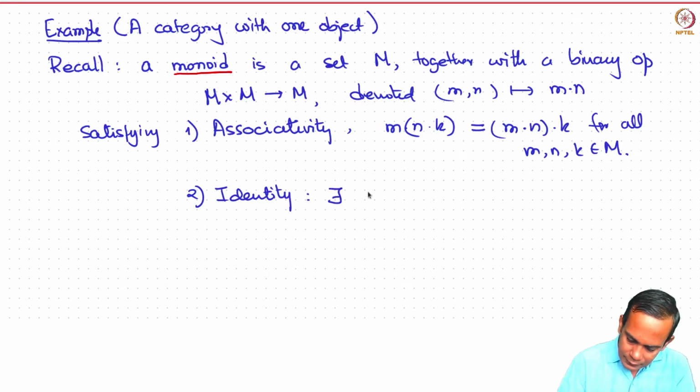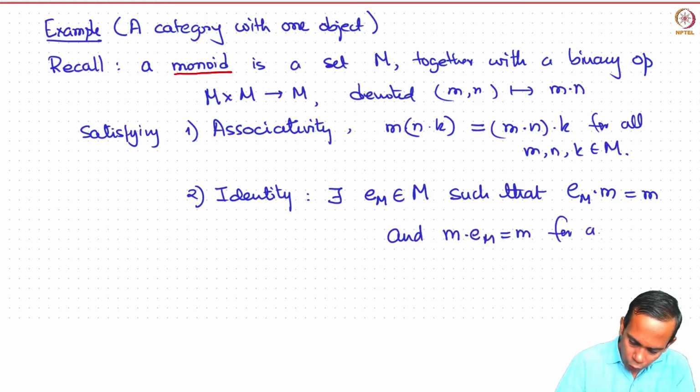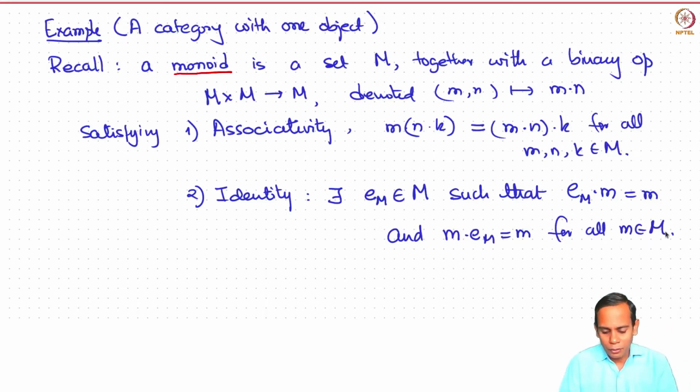And the second is the identity axiom, which says that there exists a distinguished element, let's just call it e, belonging to M, such that e dot m is equal to m and m dot e is equal to m for all m in M. So these two axioms are sort of parallel to the axioms for a category, and not surprisingly, we can construct a category that is associated to this monoid.